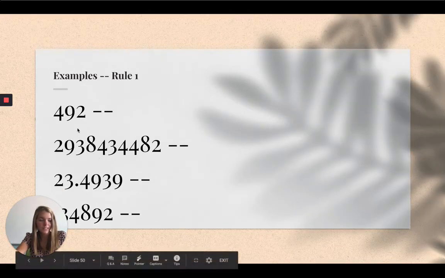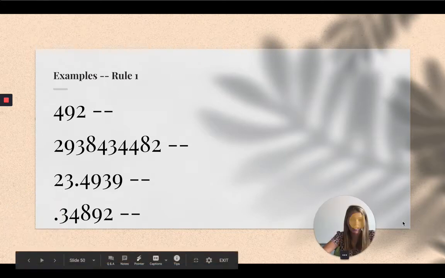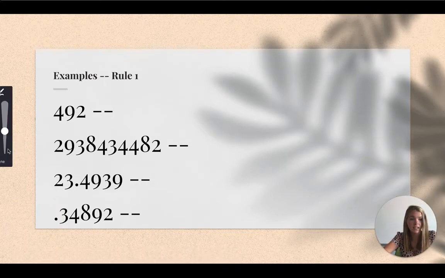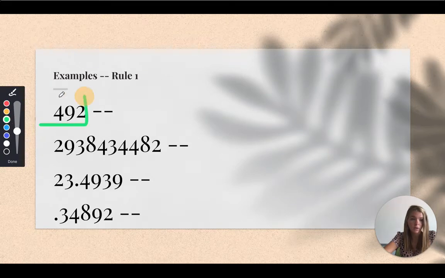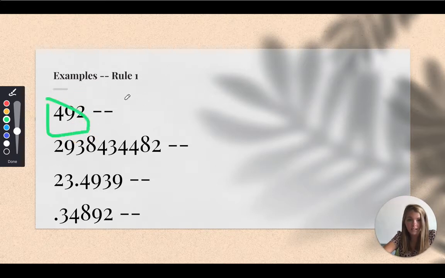So, here are some examples. Rule number 1 states that any non-zero number is significant. Any non-zero number is significant. So let's look at this first number, 492. Is the number 4 a 0? No. Is the number 9 a 0? No. Is the number 2 a 0? No. So any non-zero number is significant. So 4, 9, and 2 are all significant, leaving us with 3 sig figs, because the 4, the 9, and the 2 are all significant.